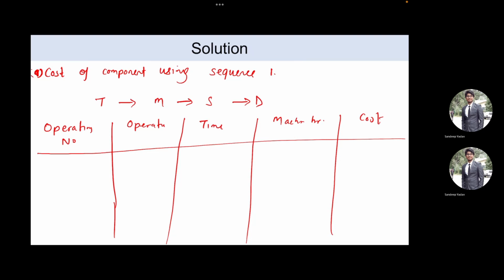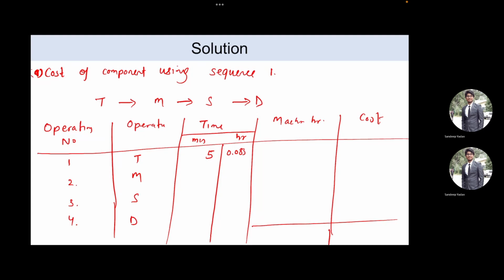Now we will calculate each of these. First one is the operation number: turning, milling, shaping, and drilling. The turning operation time was given as 5 minutes, and if we convert that from minutes to hours, it is 0.083, machine rate is 200, overall cost is 16.60. That conversion from minutes to hours is needed because the machining cost is given per hour.